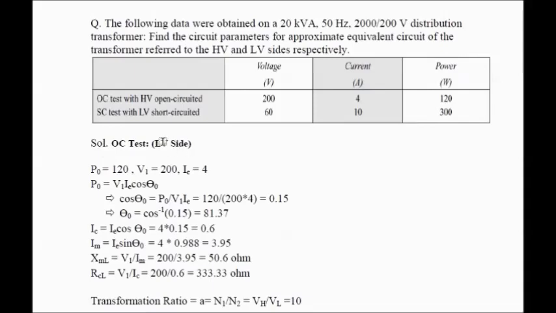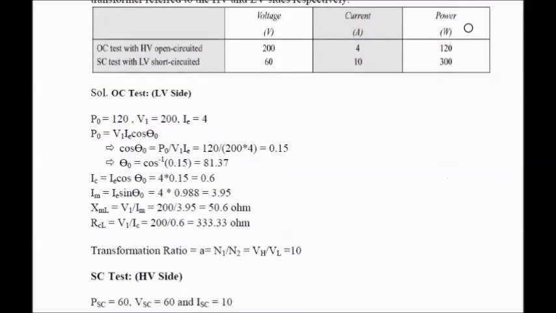We will first calculate the parameters from the OC test, which is performed on the low voltage side. We know the wattmeter reading for the OC test is the core loss. So P0 is 120, V1 is 200, and IE is 4. We know P0 is V1 IE cos phi naught, so cos phi naught is P0 upon V1 IE.